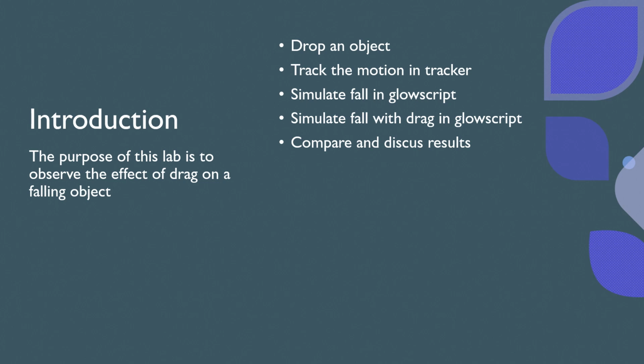Introduction. The purpose of this lab is to observe the effect of drag on a falling object, and a little bit of procedure, if you will. Drop an object, track the motion in Tracker, simulate the fall in GlowScript, then simulate the fall with drag component in GlowScript, and then compare and discuss the results.